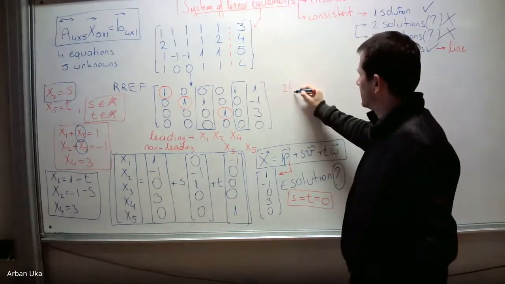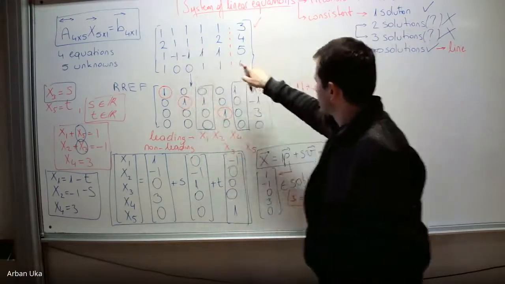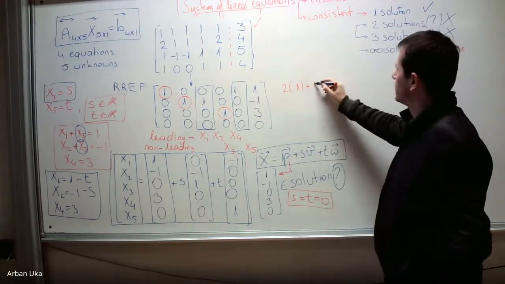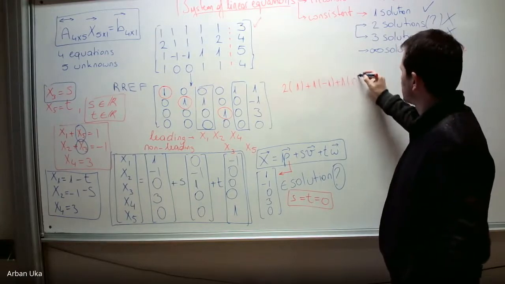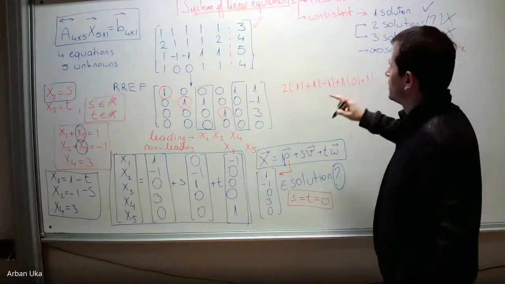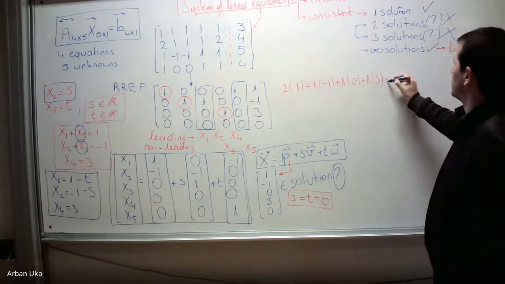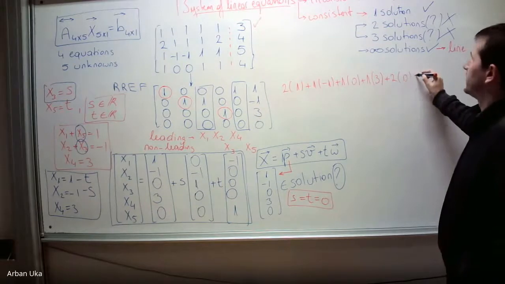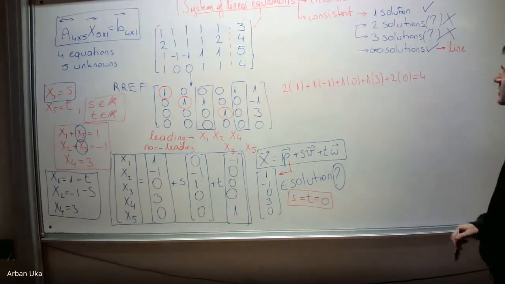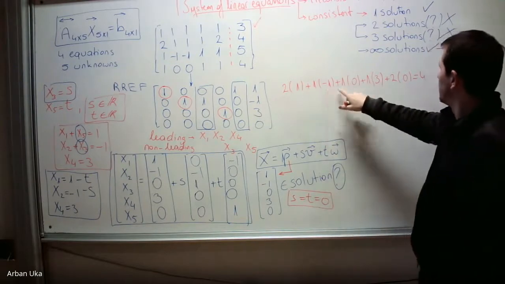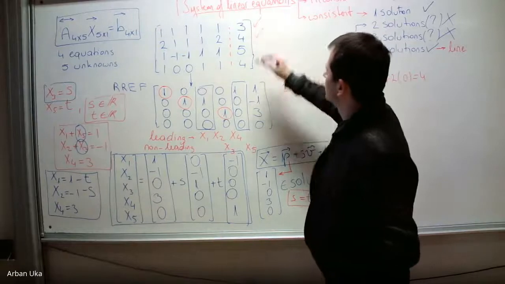The second equation, we can obtain the following. We get 2 times 1, plus 1 times minus 1, plus 1 times 0, plus 1 times 3, plus 2 times 0. This is equal to 4. This is the second equation. Is this confirmed? Let's check. 2 minus 1, 1, plus 3, 4. Okay, that's good. So the second equation is also good.